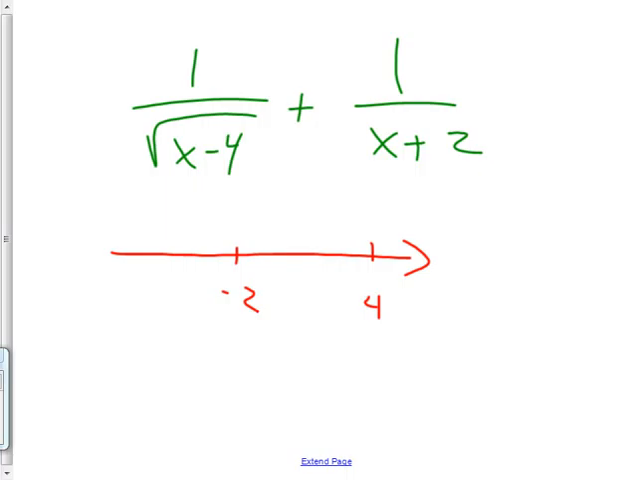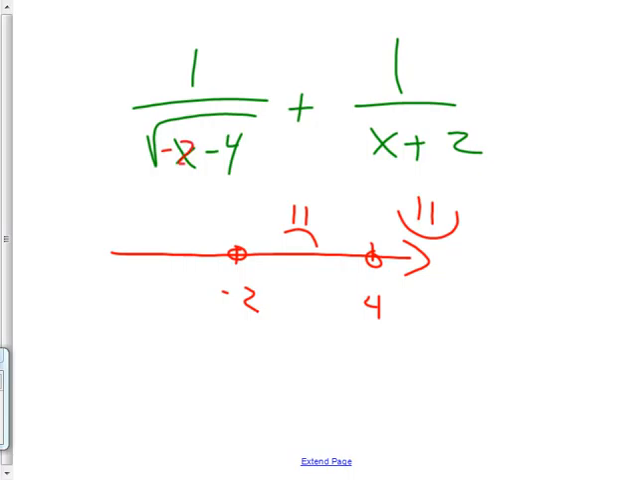Mr. M, does it work at negative 2? Does it work at 4? Does it work between negative 2 and 4, like something like 0? No. Agreed. Does it work like at 5 or bigger than that? How about down here in the really small negatives, like negative 20?